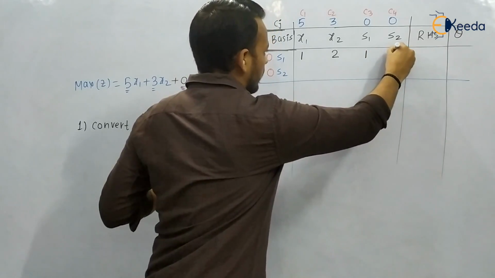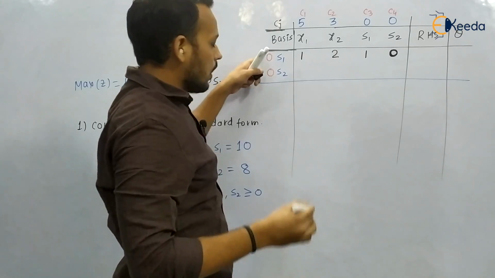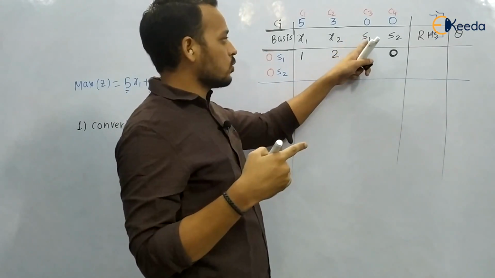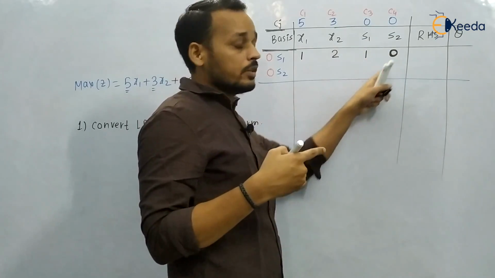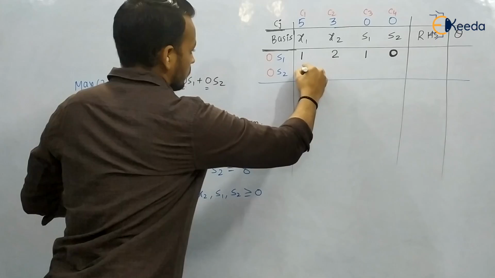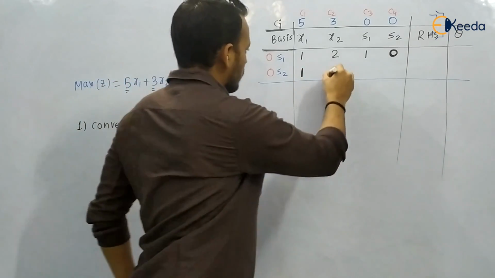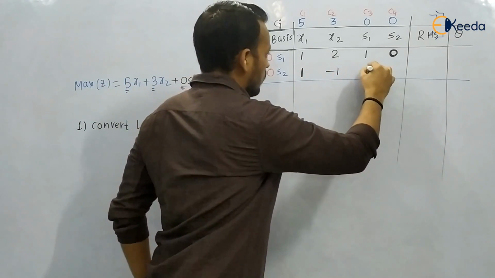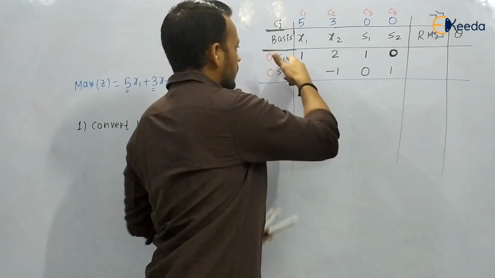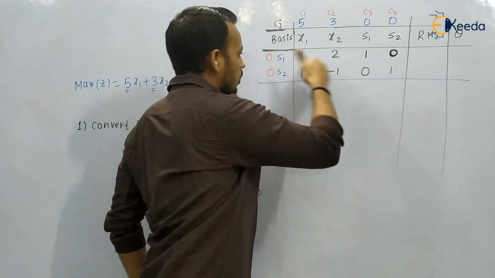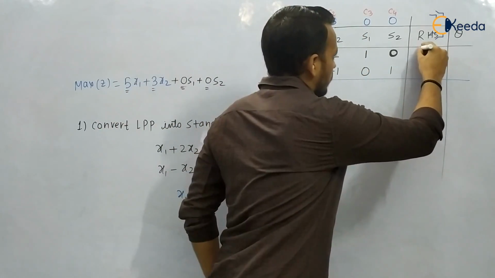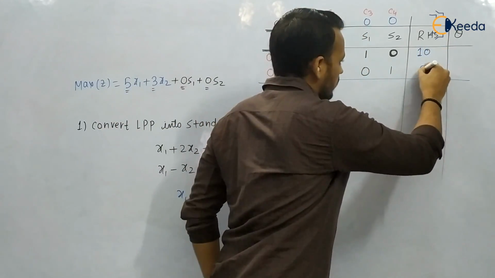We also know that these basic variables are always going to form an identity matrix within the simplex table. So s1 and s2 will form an identity matrix. Now next, the constants: x1 is 1, x2 is minus 1, s1 is 0 and s2 is 1. Look here, we have formed the identity matrix. S1 and S2 are the basic variables. Now the RHS values: the first one is 10 and the second one is 8.